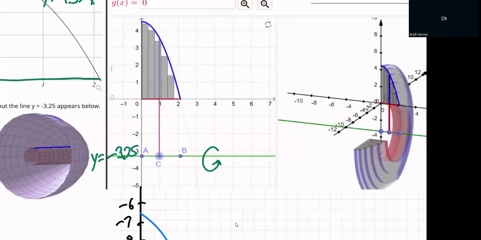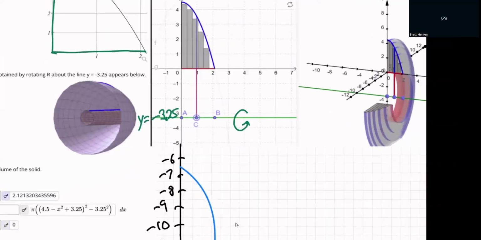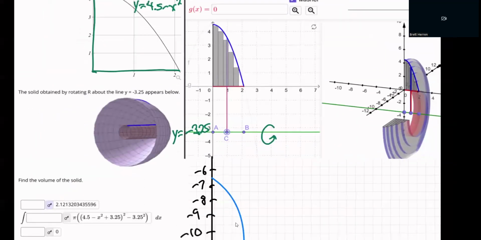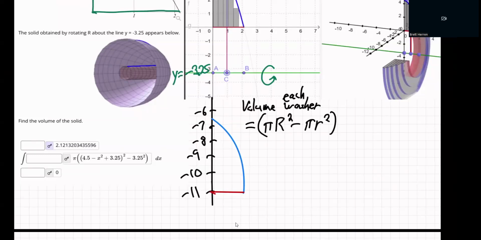So let's find the volume of that shape. How are we going to find the volume of that shape? Well, these are washers, clearly. You can just look at that three-dimensional image. You got holes in the middle. So these are washers. And you know how to find the volume of a washer. Volume of each washer is pi capital R squared minus pi little r squared. Take the whole circle and subtract the hole out of the inside, times the thickness.